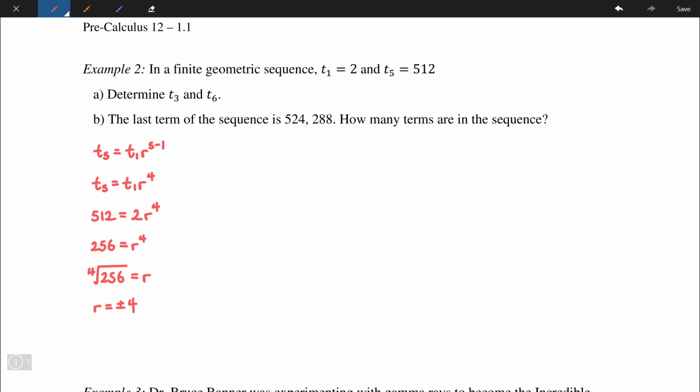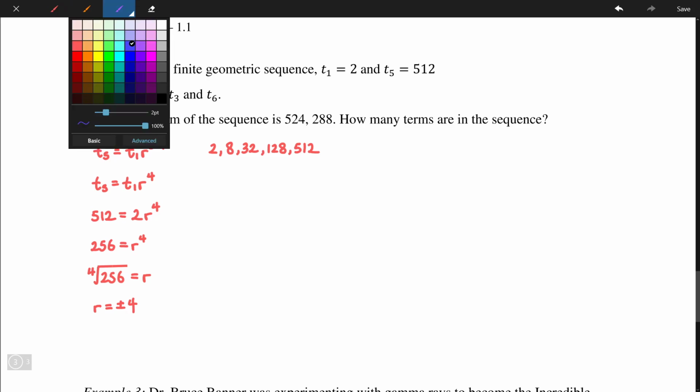Right, so if r were positive 4, then the first 5 terms would have been, just going to list it out this way. Actually, it would have been 2, and then 8, and then 32. Let's grab a calculator to do this. 2 times 4, right, and then 32. And then 128. And then the fifth term would be 512. So that fits the description.